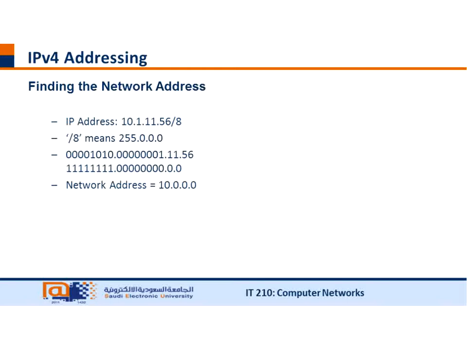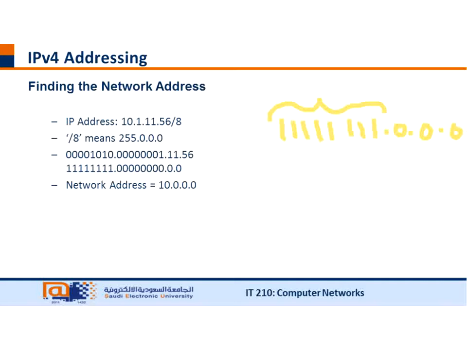See this example. Here the IP address is 10.1.11.56/8. Now /8 means that the first 8 bits will be 1. When the first 8 bits are 1, it means that it will be 11111111, 8 bits, and the rest are 0, so it will be .0, .0, and .0. So this is binary.